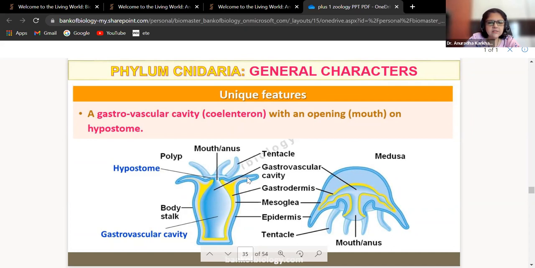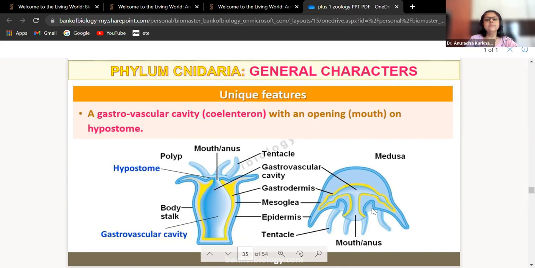These are the tentacles, correct? This yellow part, present between the body stalk and the gastrovascular cavity, is called the gastrodermis. Over it, you can see a light blue structure which is nothing but the mesoglea. So you remember, between ectoderm and endoderm there is mesoglea. This is what they have shown for a diploblastic organism. Epidermis. This is the medusa form. It also has a mouth, tentacles, epidermis, mesoglea, gastrodermis and gastrovascular cavity. Everything is the same even in this stage. So this is the polyp form, this is the medusa. Both have similar structures internally.